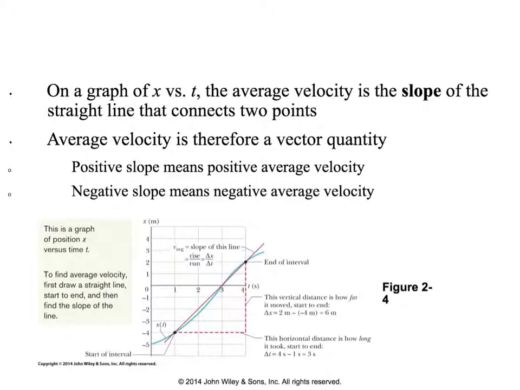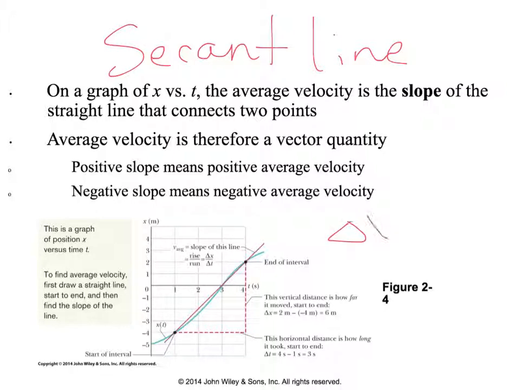On a graph of position versus time, the average velocity is the slope of the secant line. So we connect two position points and find the rise over the run, or delta x over delta t. The slope of the secant line gives us the average velocity. Positive slope means positive average velocity. Negative slope means negative average velocity. Positive slope means we are changing in a positive position over our time interval, whereas with negative slope, we're decreasing our position.